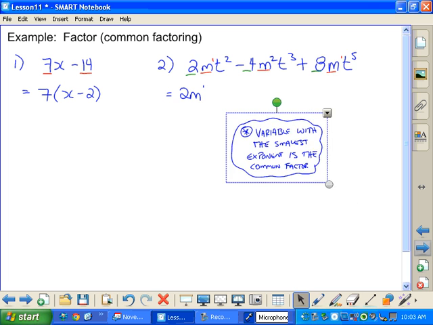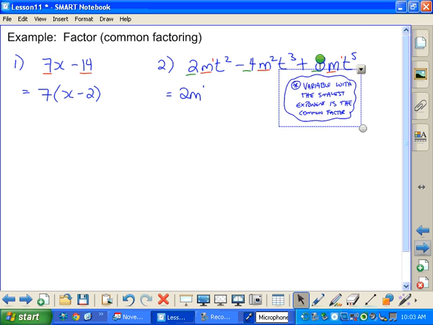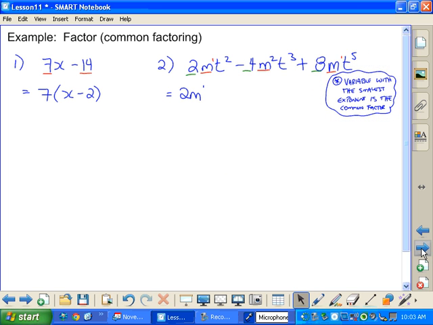So I'm just going to shrink that down, put it over here somewhere. Okay, so keep that in mind. Going through then the t's, if we look at the t's, pull out black, we've got t squared, t cubed, t to the 5th. So t squared is our smallest. So now we're going to divide everything by that. So we divide all the numbers by 2, and we take out 1 m, and we take out 2 t's.